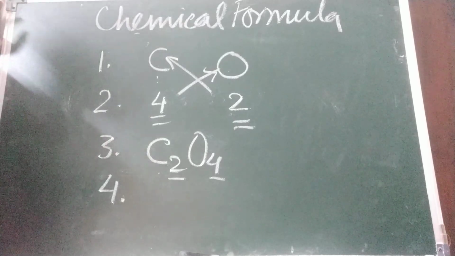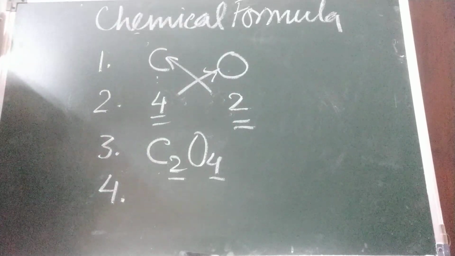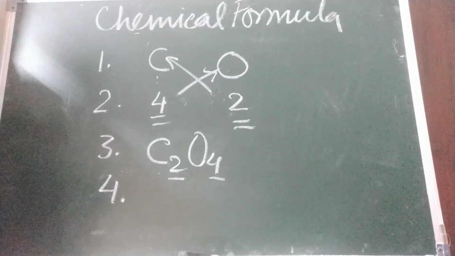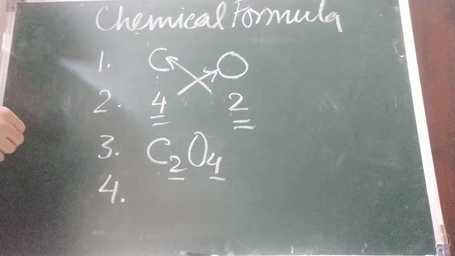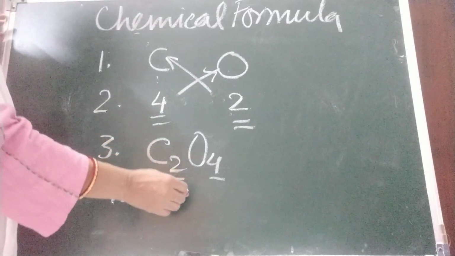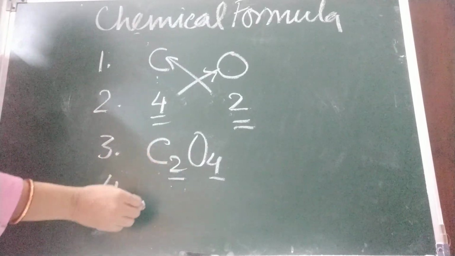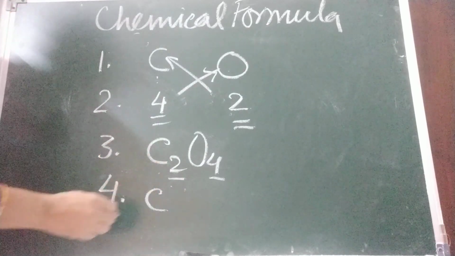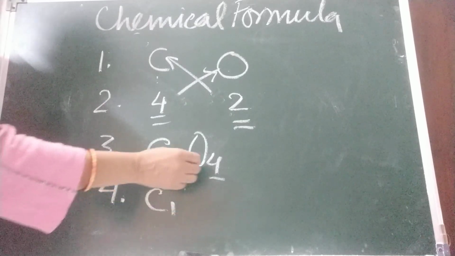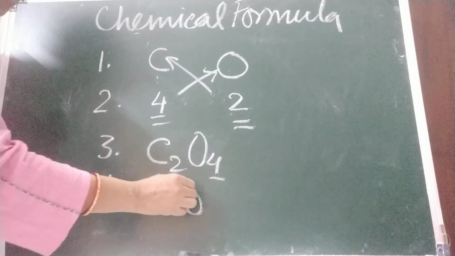They are divisible, yes or no? These two numbers are divisible. What is the common number in them? 2. We can divide both the numbers by 2. If we divide this 2, what will be there? 1. And divide this 4, then 2.